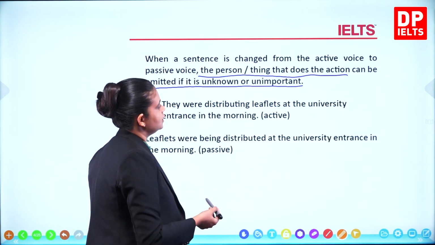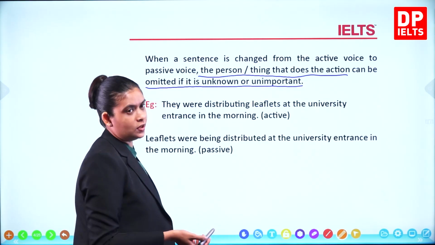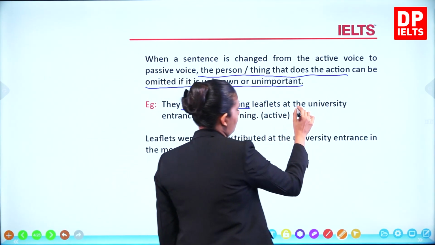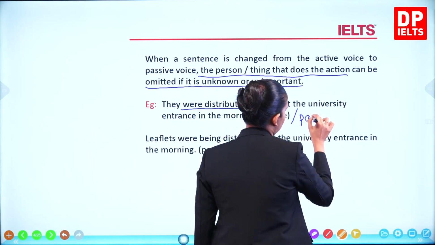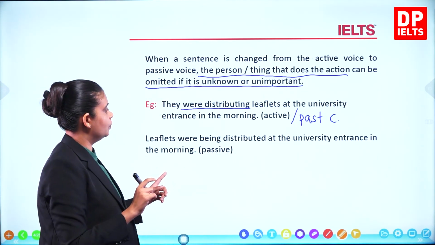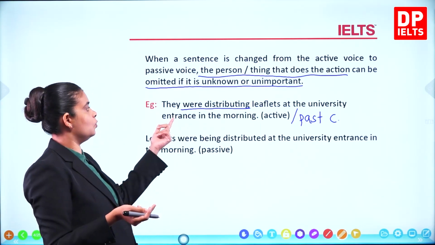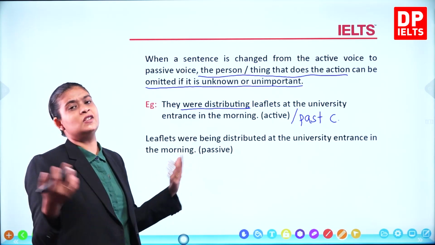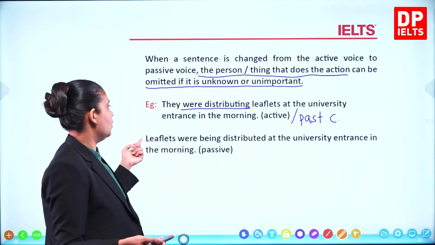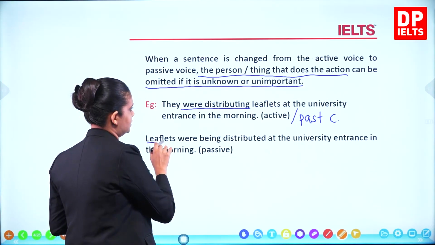They were distributing leaflets at the university entrance in the morning. So, active voice sentence. Okay. Were distributing, so it is the past tense or past continuous. I'm going to put C there. So, okay, what were they distributing? Leaflets. By whom? They. We don't know who it is. It's not really important. So, we don't need to put it. What was being distributed? The leaflets. So, it comes to the start.